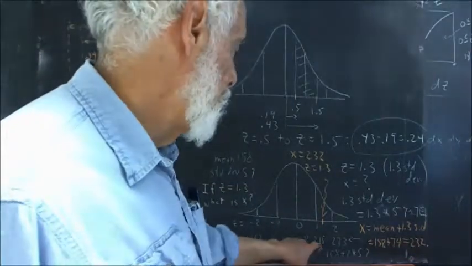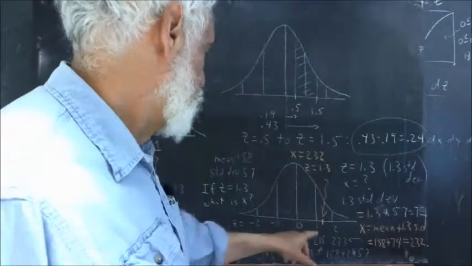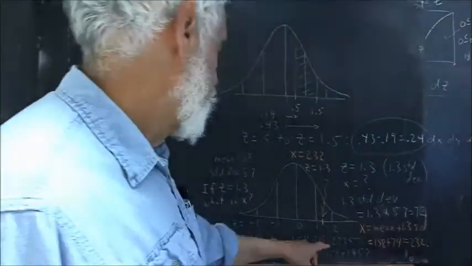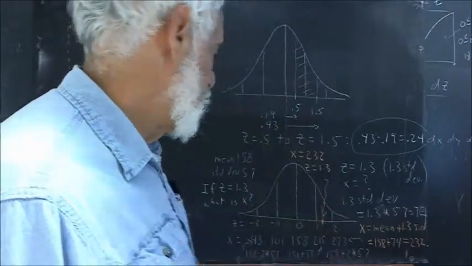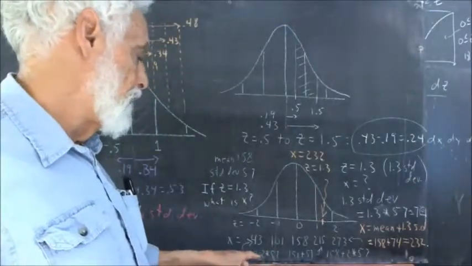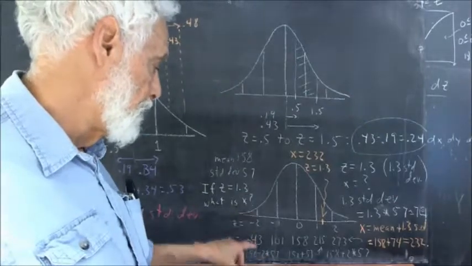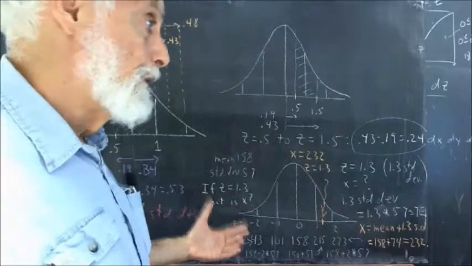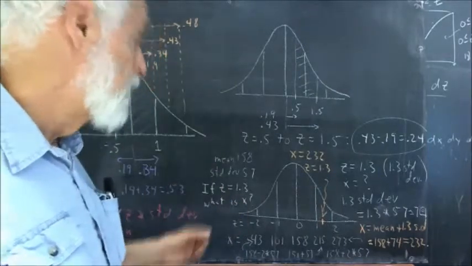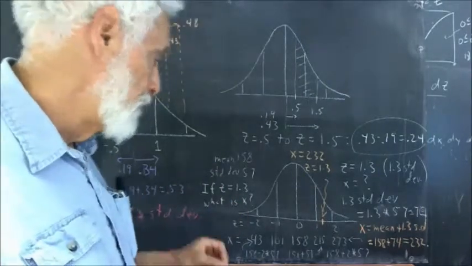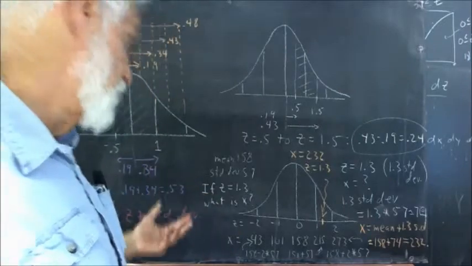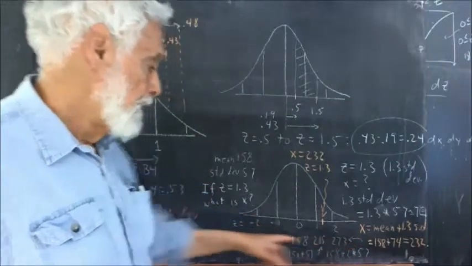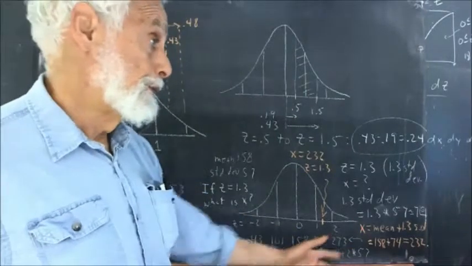So 158 becomes 215 for z equals 1. And then we add 2 times 57 to get 273 for z equals 2. We do 158 minus 2 times 57 for z equals minus 2. Now there's a formula. We could write this as a formula, but this is just common sense, and you're much better off understanding the common sense than you are following a formula that you don't really completely understand. So I do recommend that you understand the common sense of this relabeling.